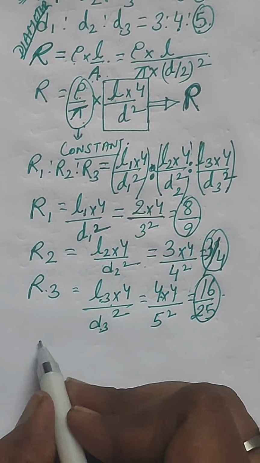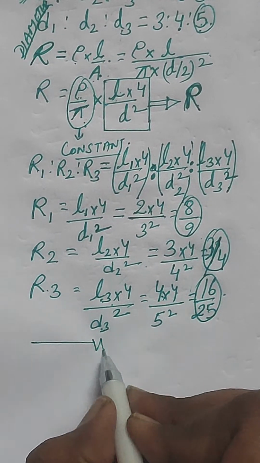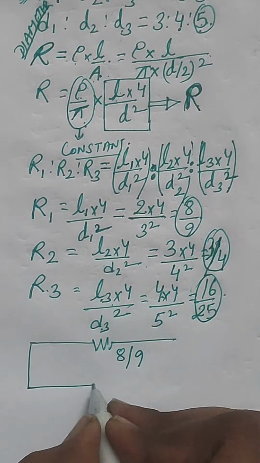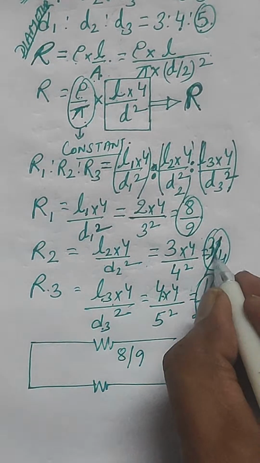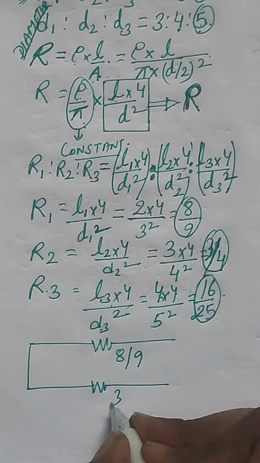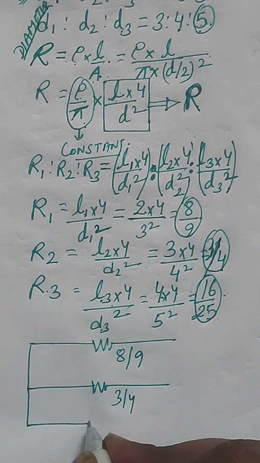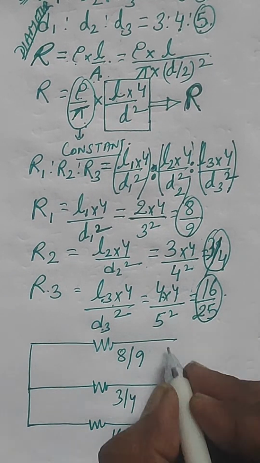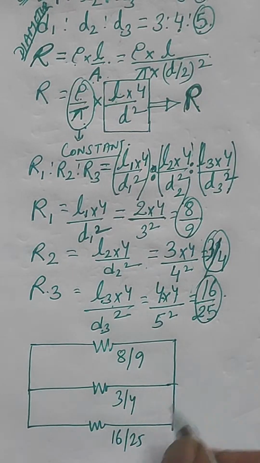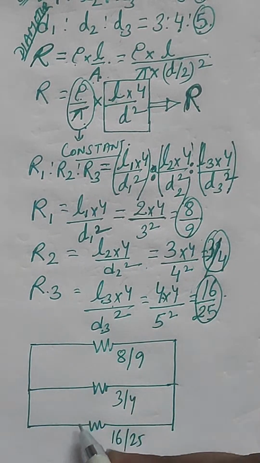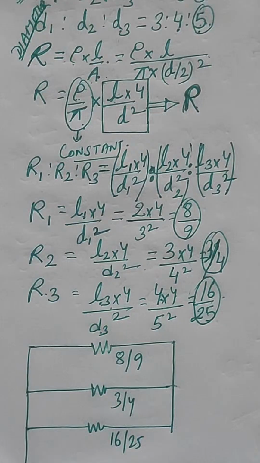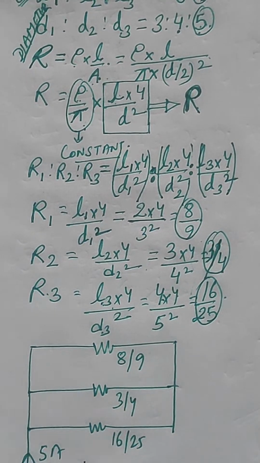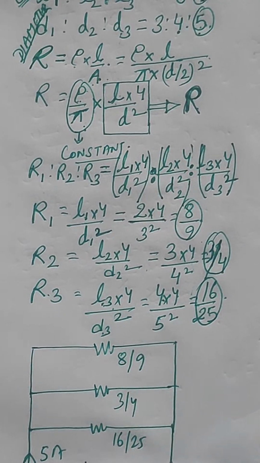So the circuit will be connected like this. Here 8 by 9, then this 3 by 4, and then 16 by 25. All these three resistances will be forming due to the three lengths of wire which are connected in parallel, and there will be a current of 5 ampere and there is a voltage source, right?